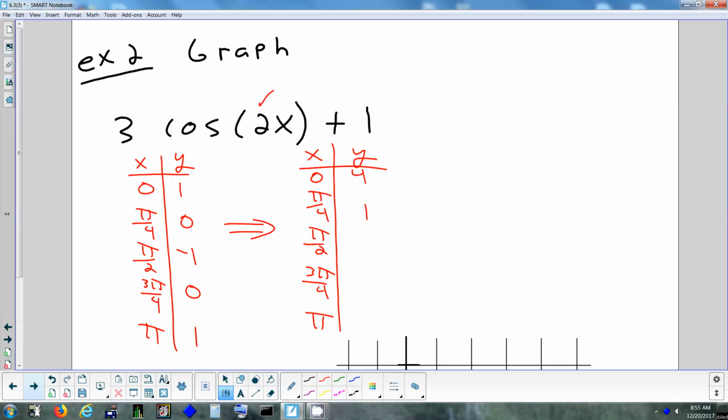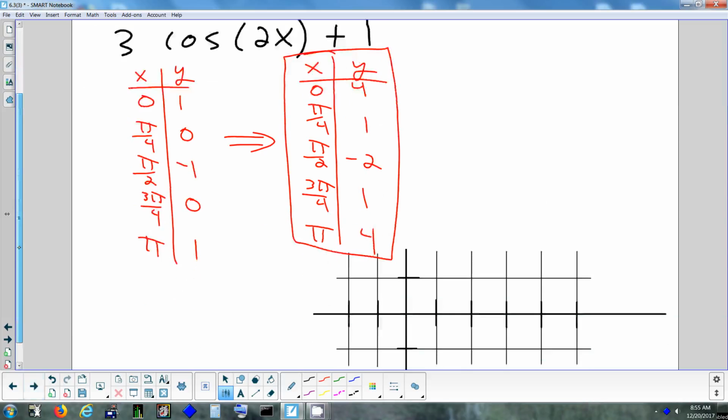Shauna, how about -1, triple it and add 1? -2. -2. Dylan, if you triple 0 and add 1? 1. And then we've done this one already, triple 1 and add 1? 4. Okay, so we just took care of that and that. Okay. Any questions on the table?